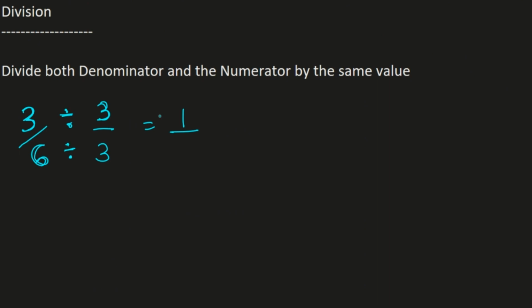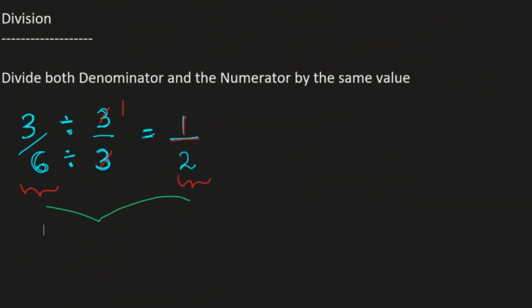6 divided by 3, what's the value? It's 2, right? So how do you tell that 3 upon 6 and 1 upon 2 are equivalent? Again, the same thing I told you. 3 upon 3 equals what? 1. Then if you divide 3 upon 6 by 1, it's again 3 upon 6. But if you divide both the denominator and the numerator separately, you get 1 upon 2 as well. There are two ways. So finally I can tell that 3 upon 6 and 1 upon 2 are equivalent fractions. Great.